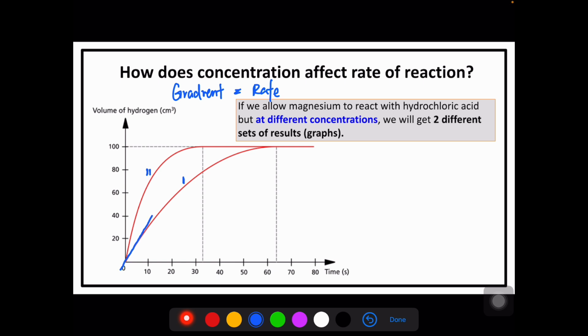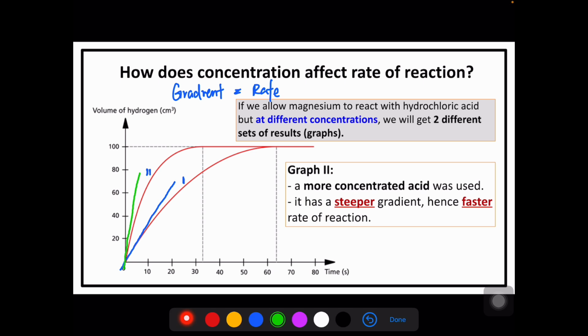Let's say this is the tangent, as compared to graph 2, whereby the tangent is over here. Just looking at the tangent itself, we can measure the gradient of the tangent, and we should be able to see that graph 2 is actually a much faster graph. So from this entire thing, we know that graph 2 has a steeper gradient, therefore it shows a faster rate of reaction. So what can we conclude? We know that there's different concentration. This would mean that graph 2 is actually the one that uses the higher concentration.